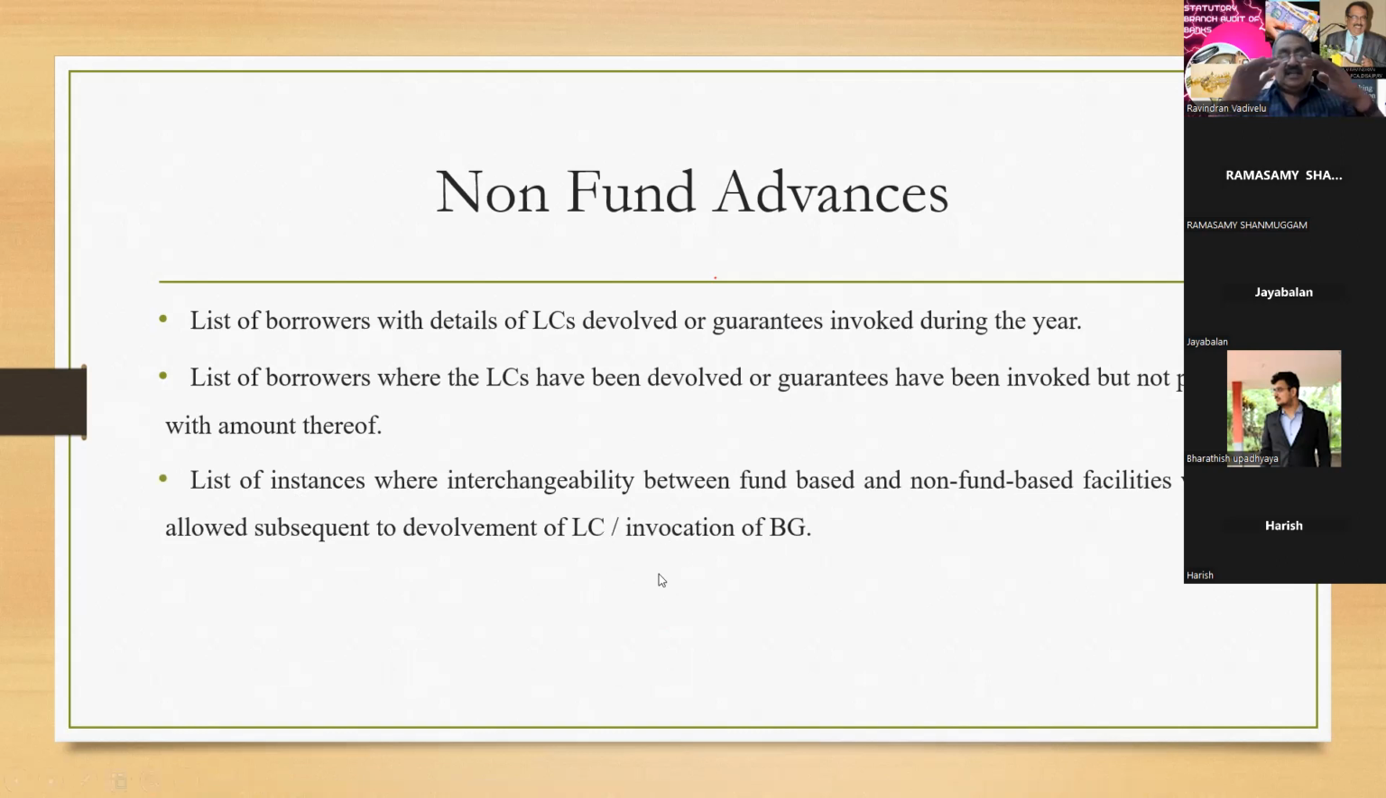That means there is a guarantee, the beneficiary has invoked, the bank has paid. So from non-fund to funded, it has gone. You have to give a list of the customers where the non-funded advances have been converted into funded advance. Is it clear? If you have any doubt, you can ask.